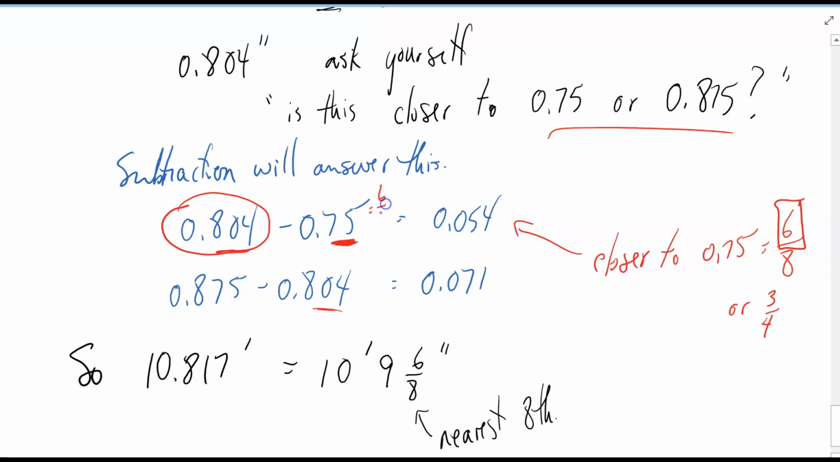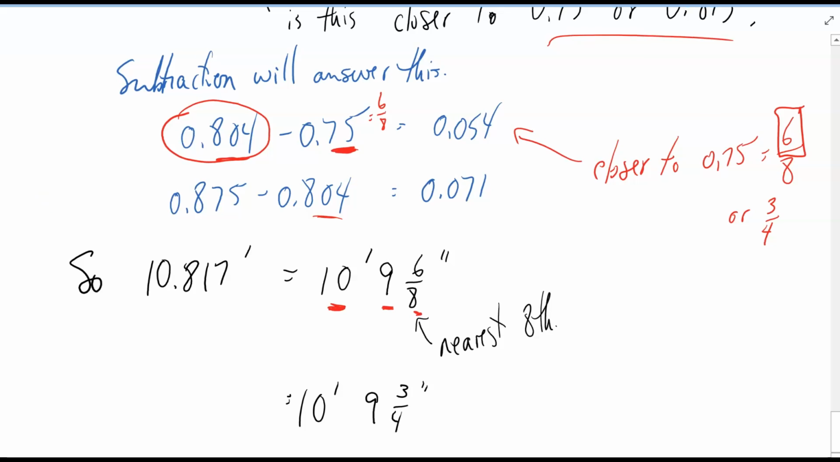equal to 6/8, right? So the answer then is, we keep our 10 feet, we have our 9 inches, and in between 9 and 10 inches, it's 6/8 of an inch is the nearest eighth. Now, generally, the answer wouldn't be left like that because 6/8 can be reduced. So the nearest eighth of an inch is 10 feet, 9 3/4 inches.